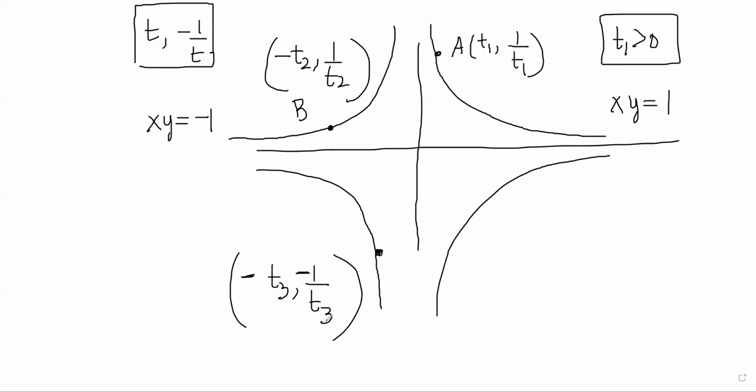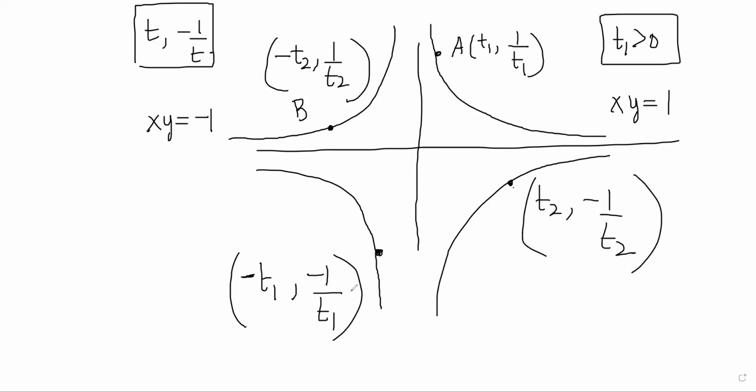And actually, if you think about it, I should not introduce another variable here. What I can do is I can take the reflection of t1 comma minus 1 by t1 here, because the hyperbola is symmetric about the origin. So there will be a point here which will be the reflection of this point. And similarly here, there will be a point which will be t2 comma minus 1 by t2, right? So these 4 points I'm hoping will be the vertices of a square.